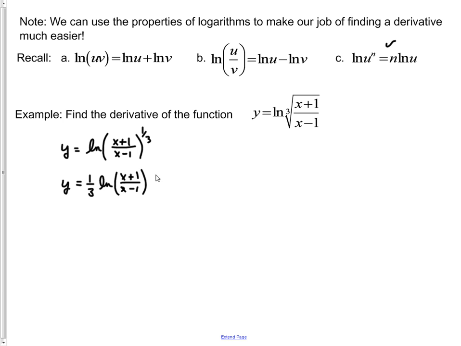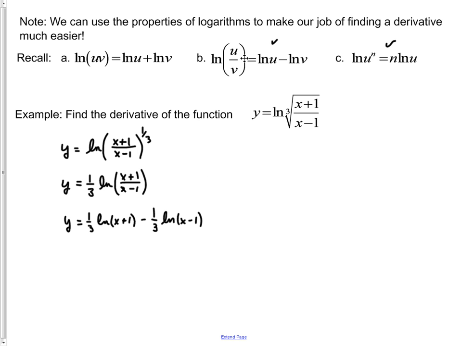And then we can separate this using our quotient rule again, which states that this expression will be the same thing as 1/3 times the natural logarithm of the quantity x plus 1 minus 1/3, I'm distributing that 1/3 to both terms here, the natural logarithm of x minus 1. All right, now this is about as simplified as we can get, taking this logarithm and spreading it out as a sum or difference of logarithms with no exponents.